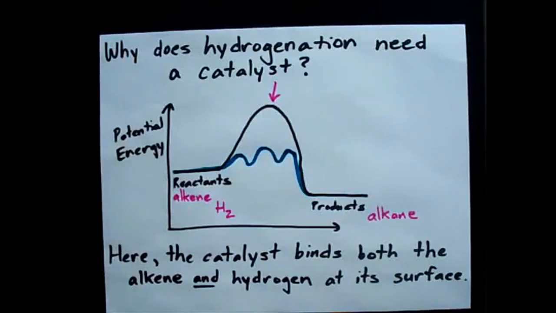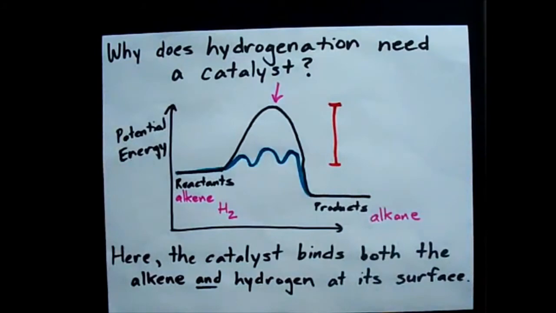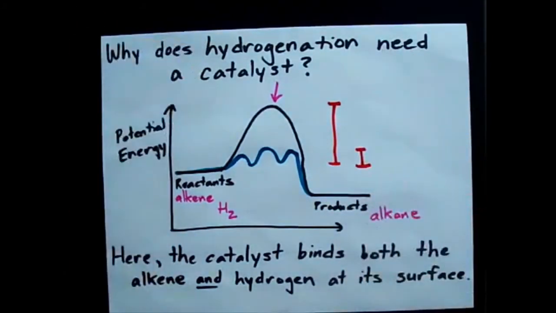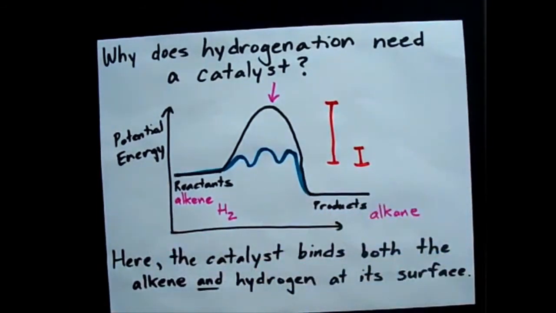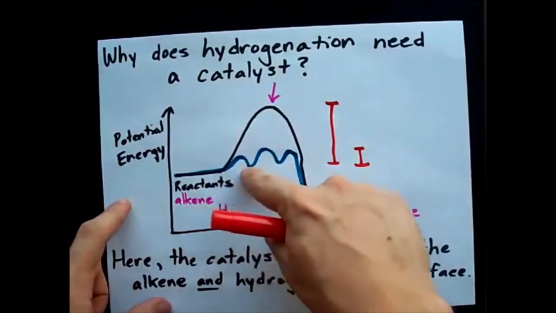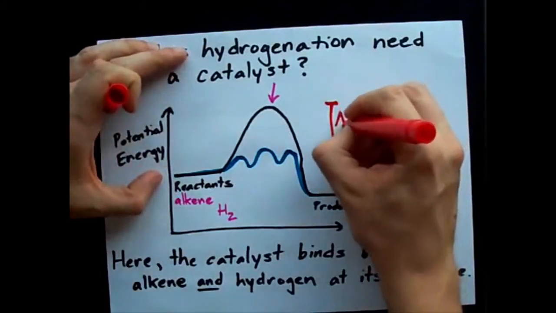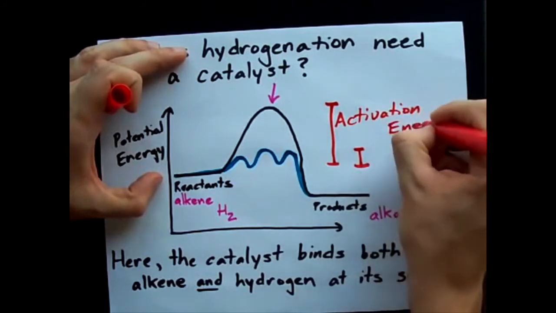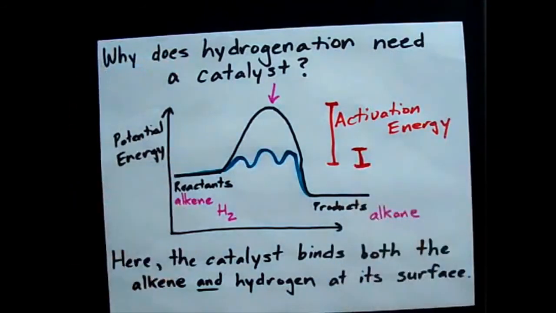So rather than needing all this energy, oh man, that's a lot, you really only need this much energy. The catalyst binds the alkene and hydrogen to its surface and gets the reaction to happen in three smaller steps, so that you reduce the activation energy down from whatever large number this was into this tiny little number here. It's less, and that's what counts. That's what makes it a catalyst.